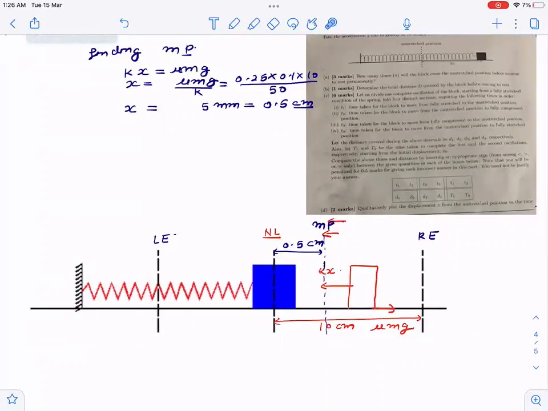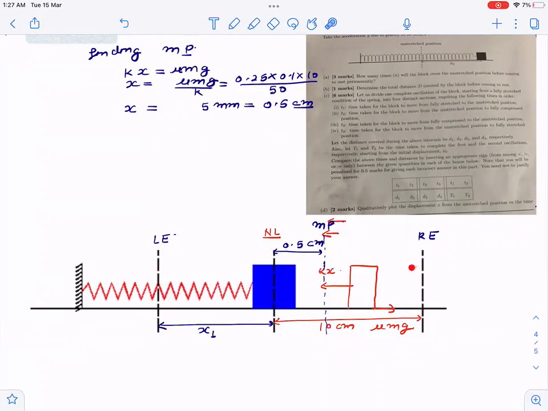Right? How much is this distance? Now I'm going to find out that. So let us say this distance is x1. So I'm going to now apply, very carefully you have to understand, I'm going to now apply the work energy theorem between this point and this point, right?